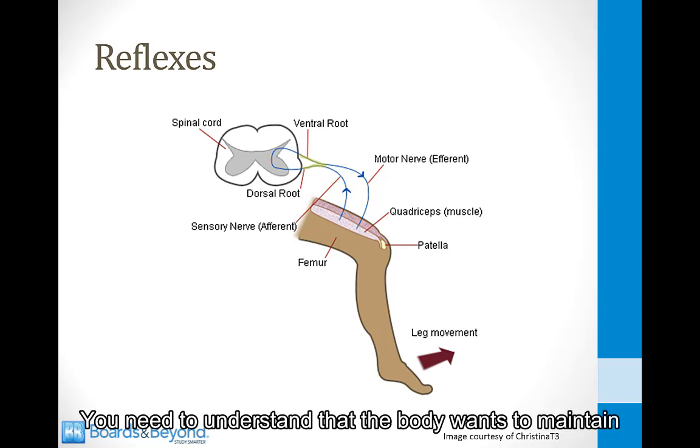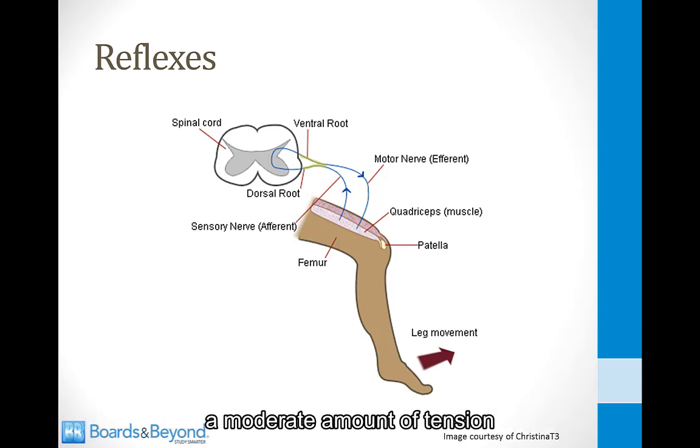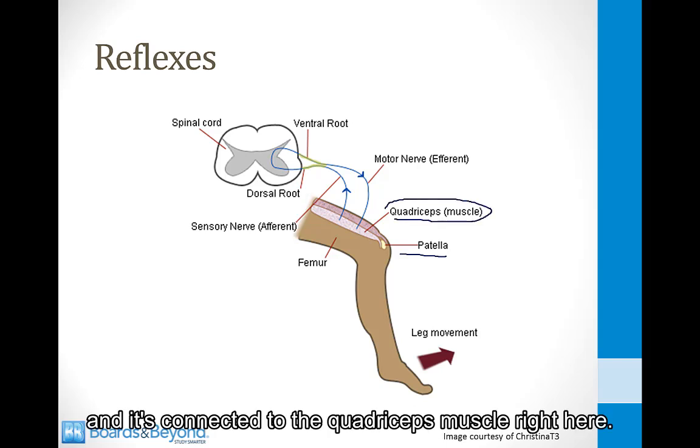So next we're going to talk about reflexes, and to do that let's briefly review what a reflex arc is. You need to understand that the body wants to maintain a moderate amount of tension in all the muscles at all times, and it wants to do this without having to go through the brain because that's a long, cumbersome process. So it does this through reflexes, and here's an example of the patellar reflex. So this is the patella, which is the kneecap right here, and it's connected to the quadriceps muscle right here.